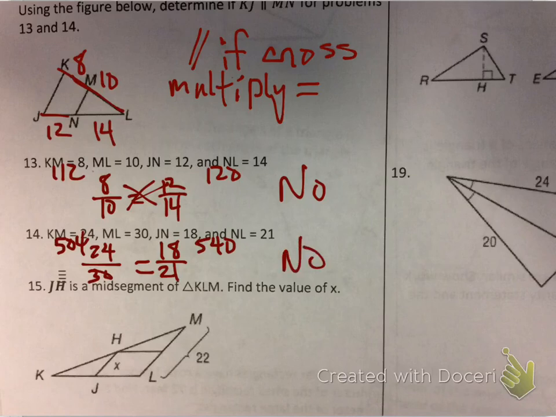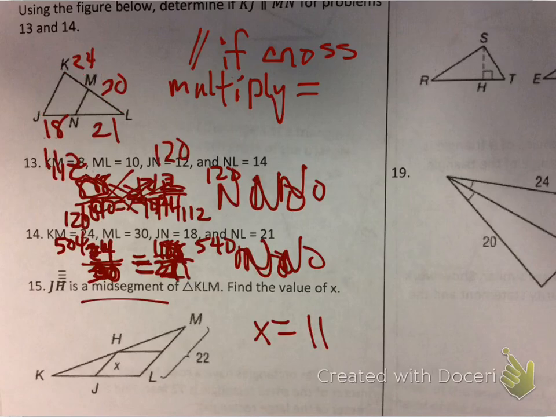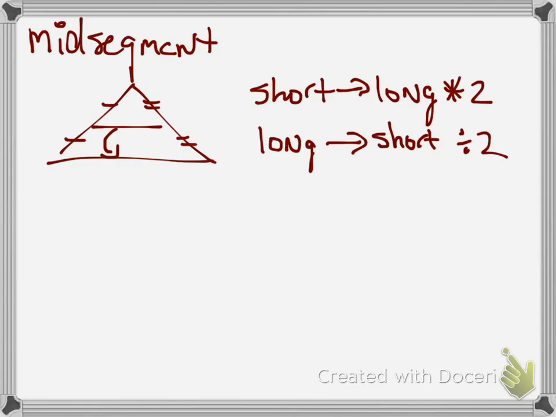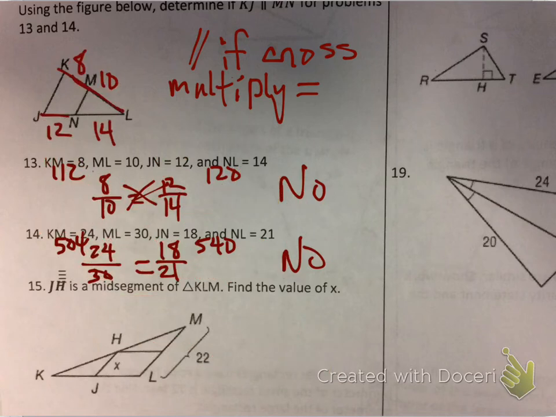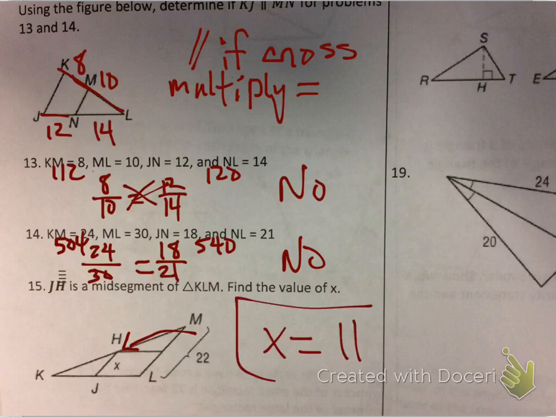Now, mid-segments, again, keep in mind on mid-segments, short one, from short to long is times 2. From long to short is divide by 2. So here I would go ahead and say, okay, I'm going from long to short. I need to divide by 2. You divide 22 by 2 and you get 11. So that one's easy peasy, right?